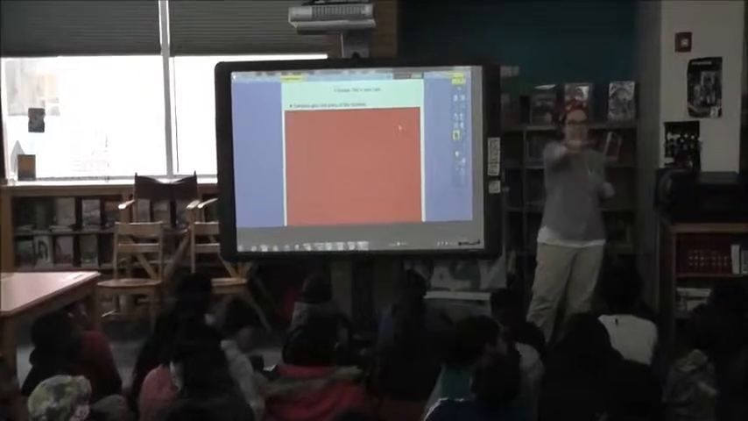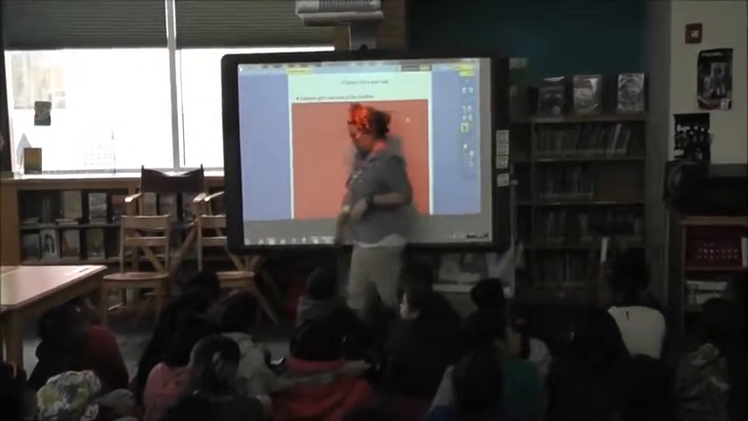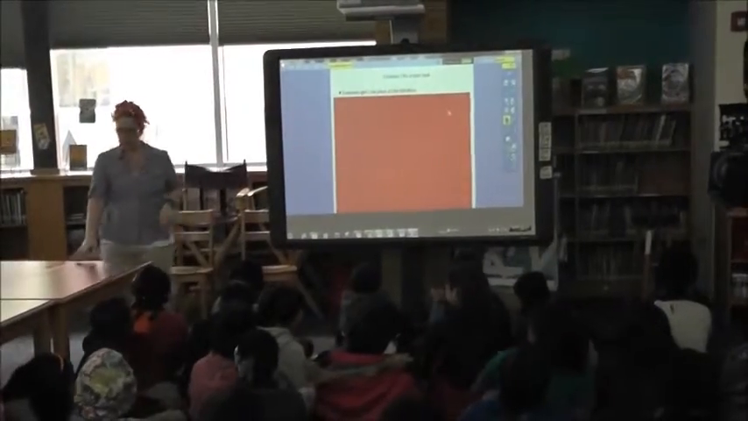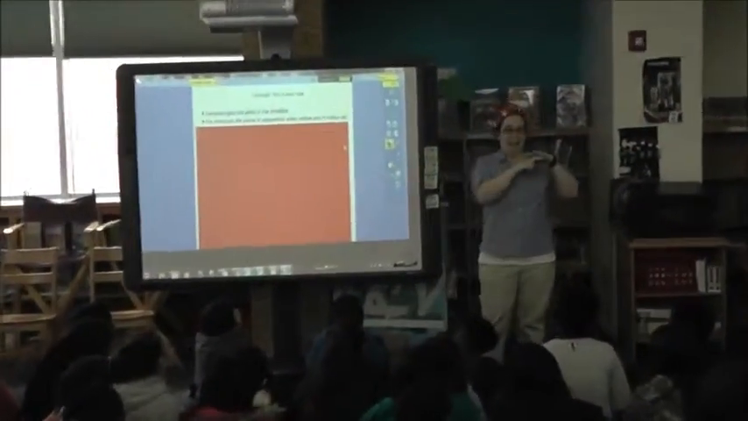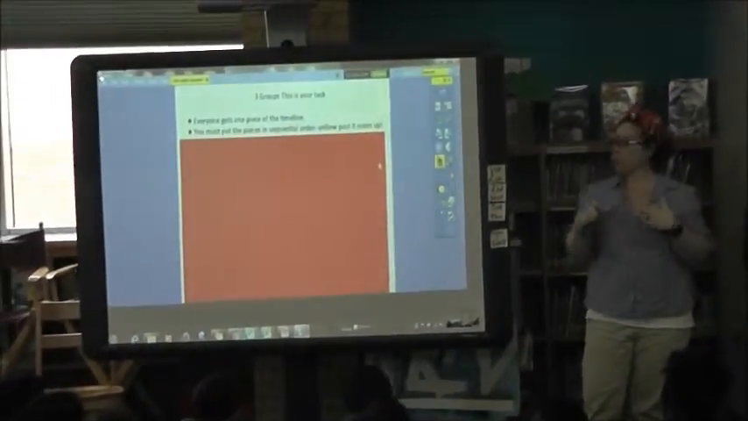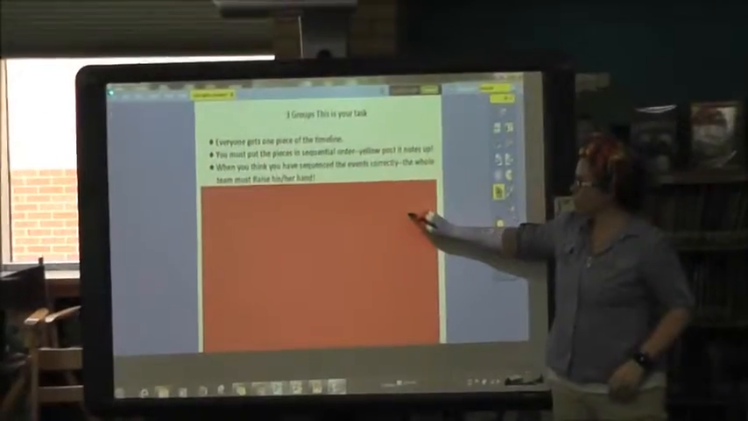So, there is a larger-than-life timeline created on your table. We've got the straight tape line down the middle. The 1950s is at the top. The 1960s is at the bottom. Then you've got to put those pieces in sequential order with the yellow Post-it note up.